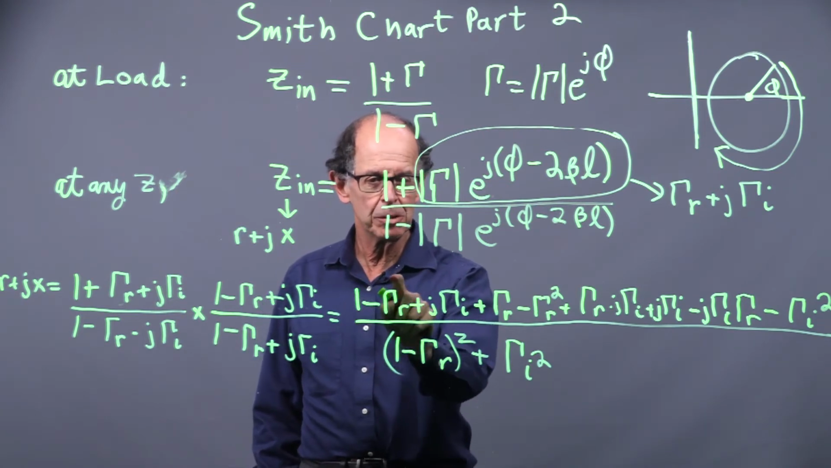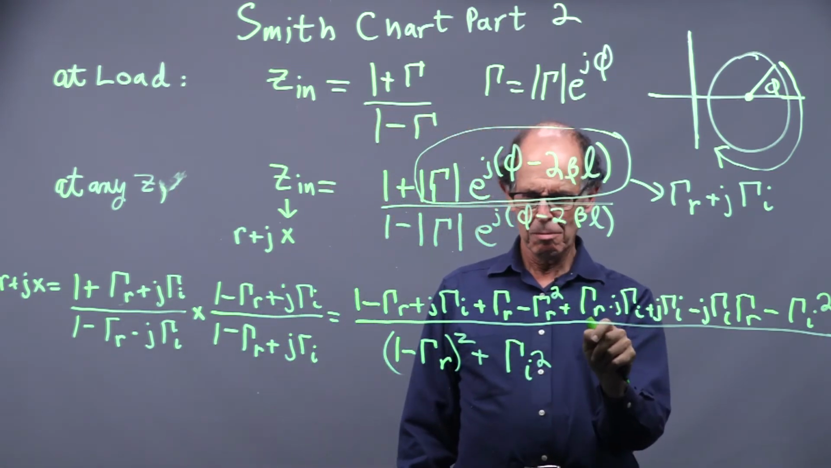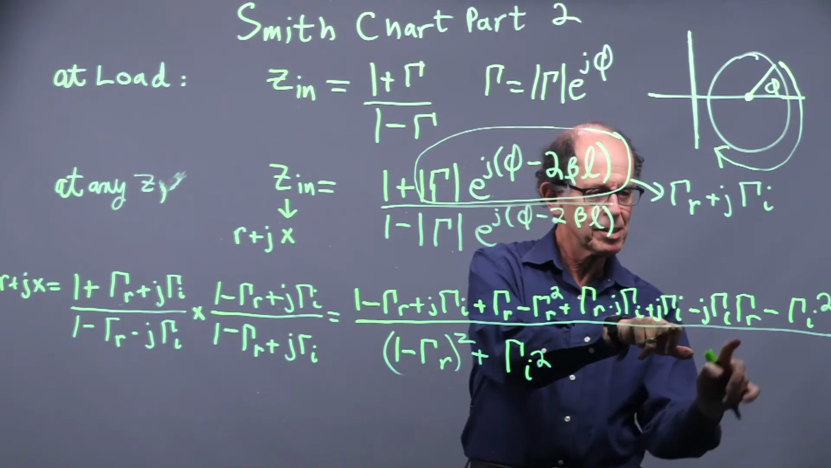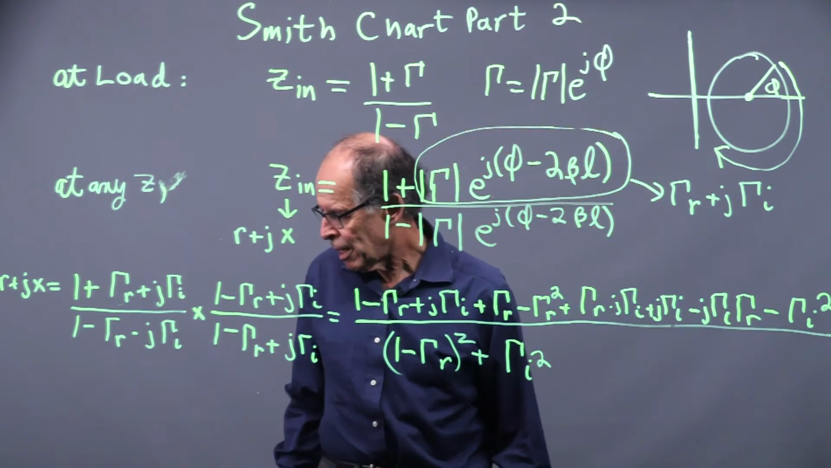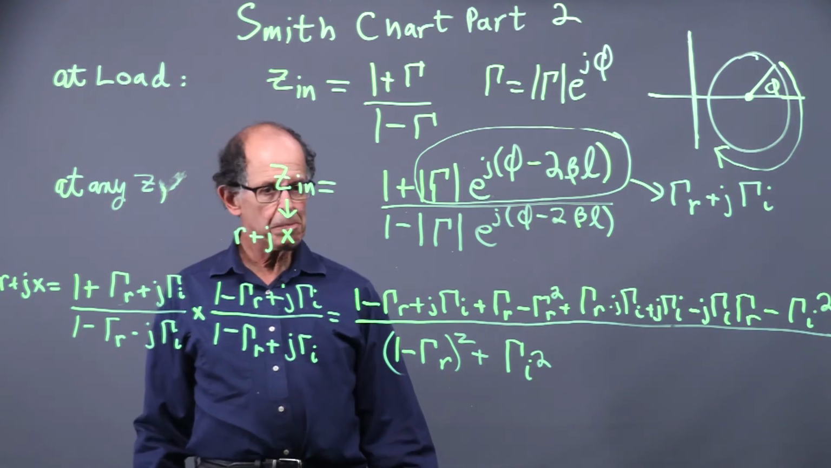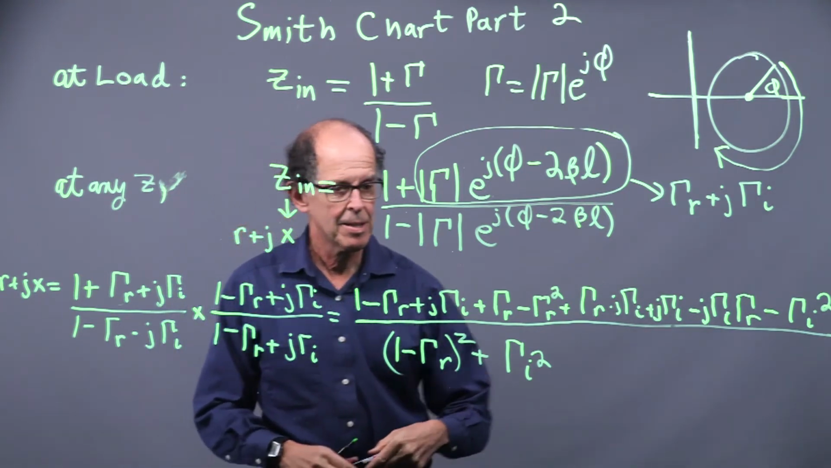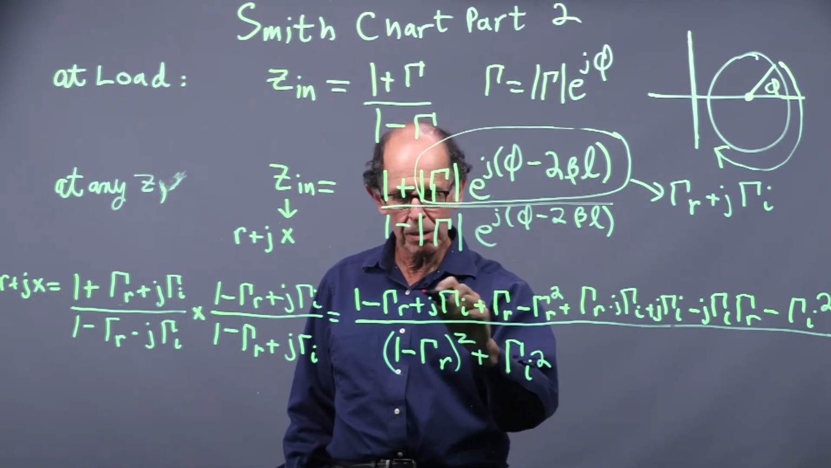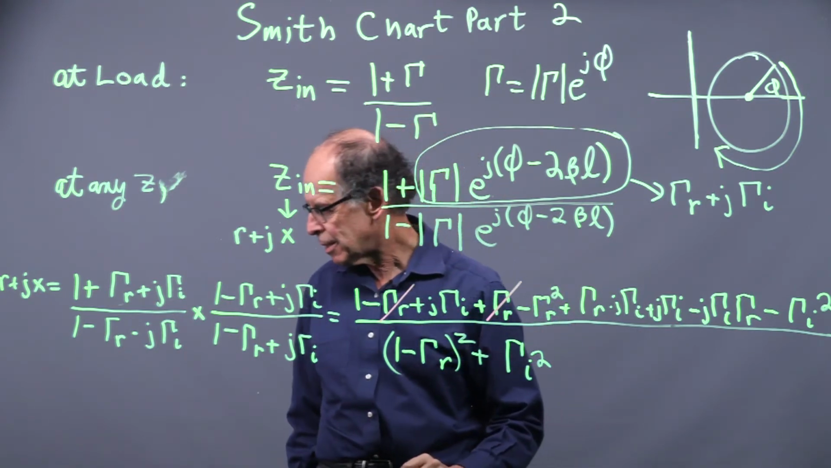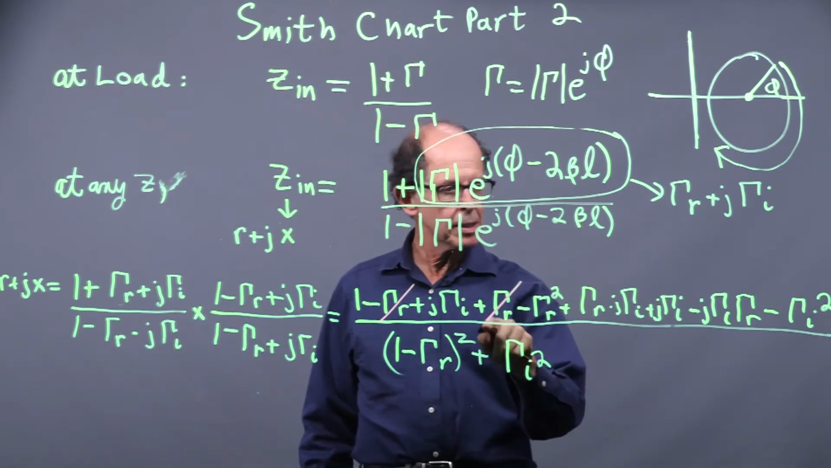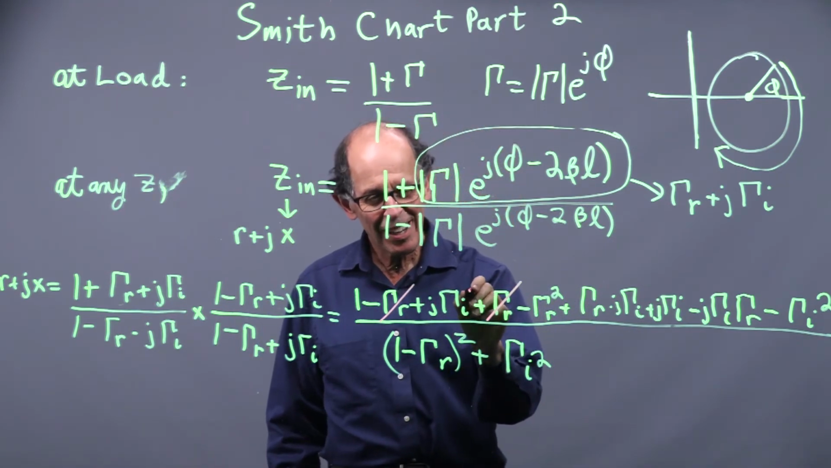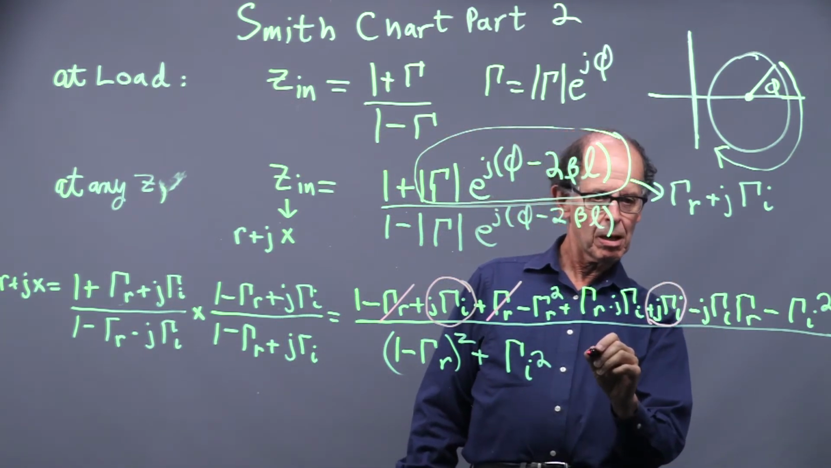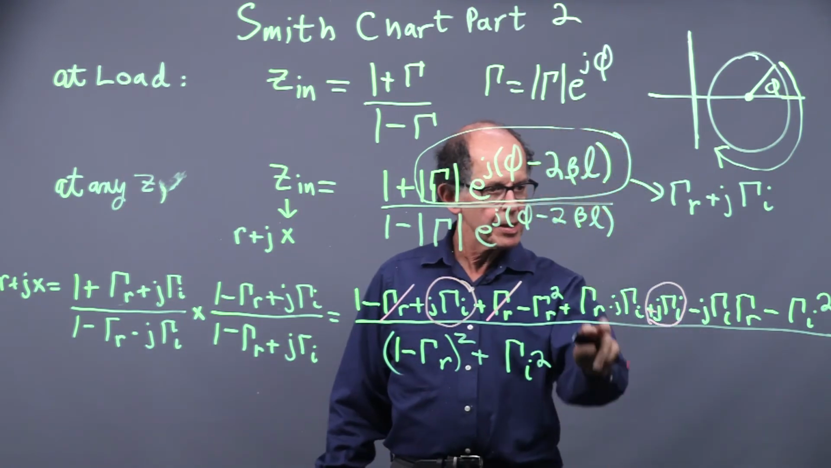Let's count the terms. We've got 9 of them. 1, 2, 3, 4, 5, 6, 7, 8, 9. Yeah, they're all there. Now, some simplifications happen. We got a minus gamma r and a minus gamma r, so that cancels that. And j gamma I, we got one of those, and we got another one there. So there's 2 of those. And then we have the other terms.